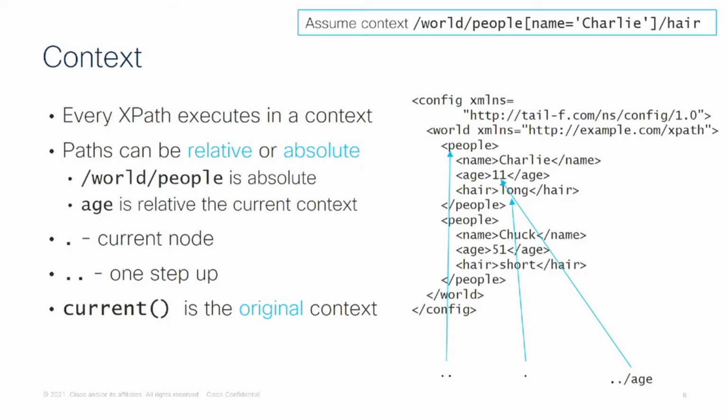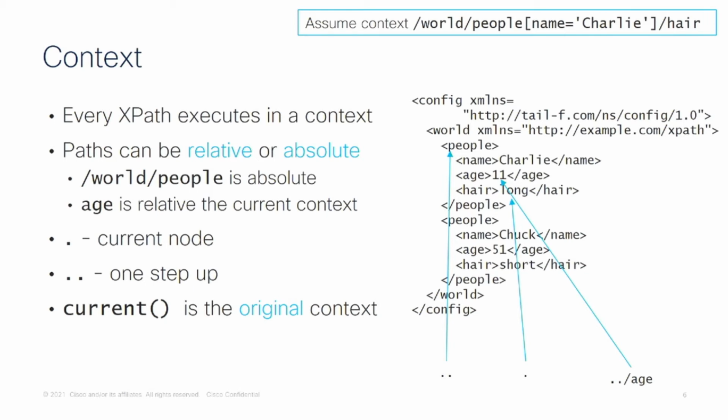Paths can be either relative or absolute. We looked at world, people as an example. That is an absolute path. But if we have a context, in this example, assume our context is Charlie. That means that whenever we use dot, we get to Charlie's hair.